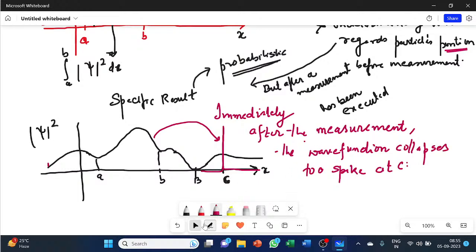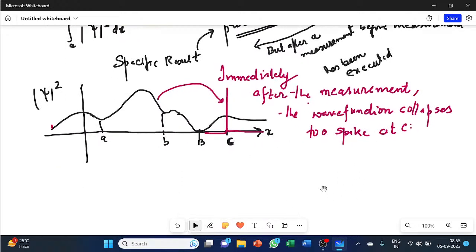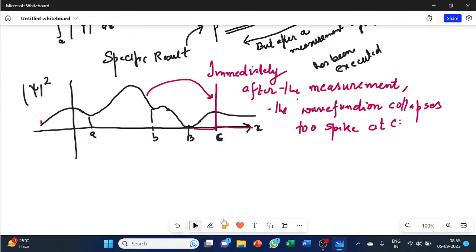Okay, so remember, this is one of the important postulates of quantum mechanics, which says that prior to the measurement, in general, one cannot know the specific position of the particle. But immediately after measurement, you know that there is a specificity, and that particular specificity is also driven by probability. Point number one.